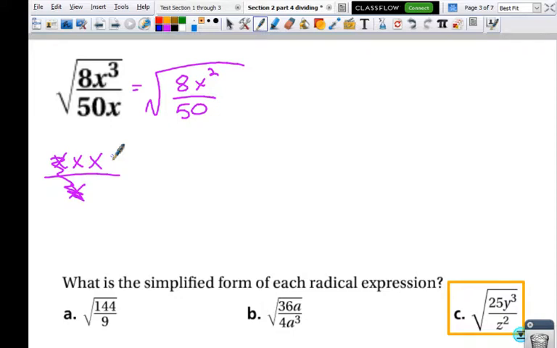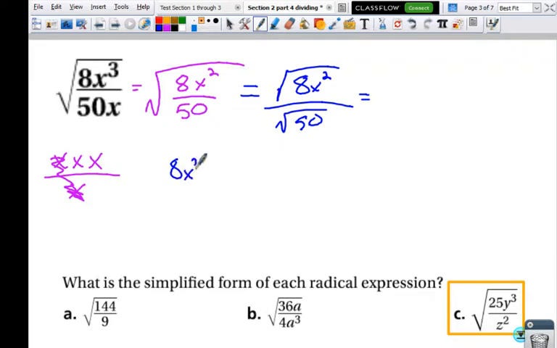That's not good. Alright, so I simplified the x to the third over x, and after you simplify your variables, then go through and split it up. So I'm going to have square root of 8x squared on top over square root of 50 on the bottom. And I just need to simplify both square roots like we've been doing for like a week and a half.